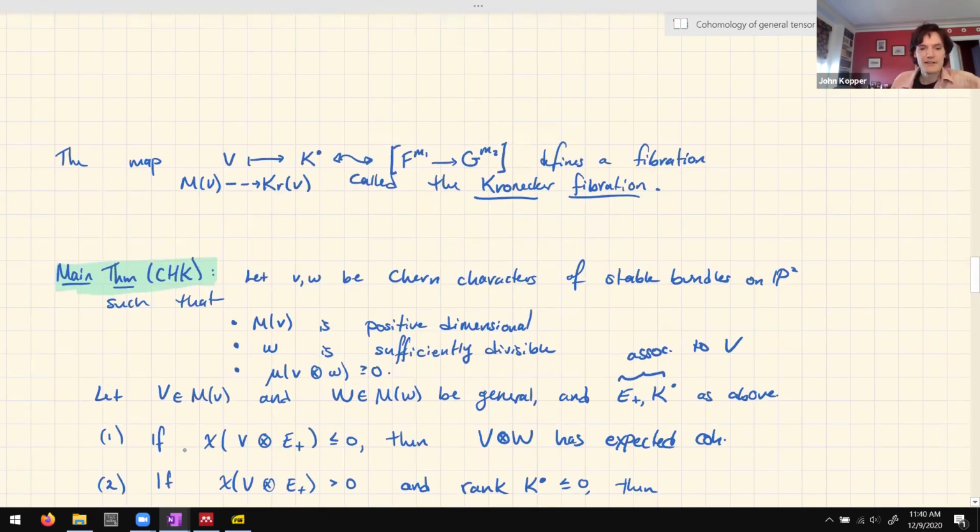Okay, case 2. Maybe the Euler characteristic is positive, and then I can ask about the rank of the associated complex K. And of course, it's a complex. It's concentrated in degree -1 and 0. So its rank can be less than 0, or equal to 0. And if that's the case, then V tensor W has the expected cohomology.